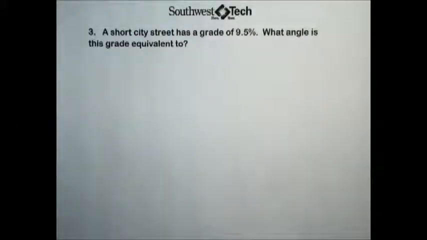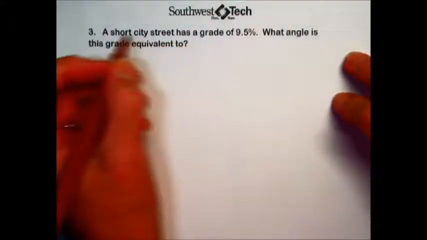Practice set 17, problem number 3. A short city street has a grade of 9.5%. What angle is this grade equivalent to? A grade of 9.5% means that for every 100 feet of horizontal distance traveled, it gains 9.5 feet in elevation.